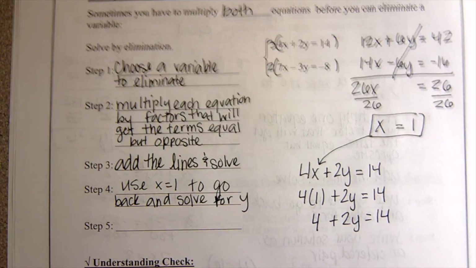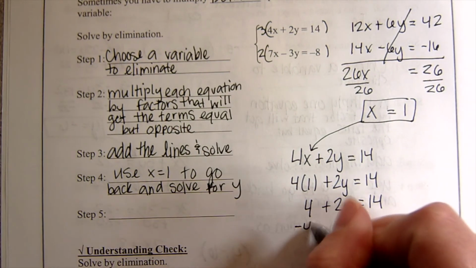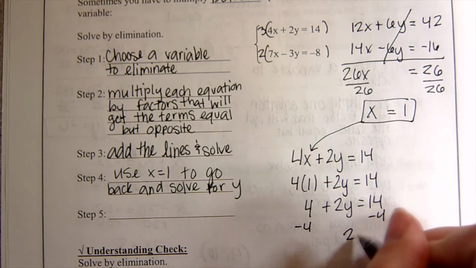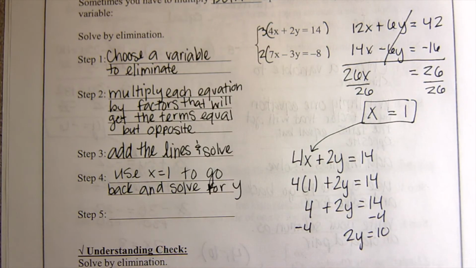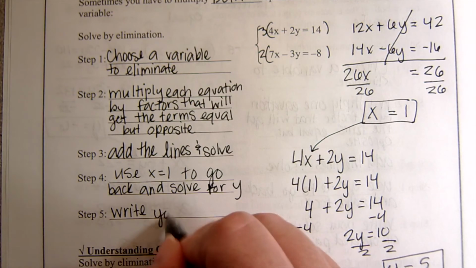What do I do next? Subtract 4. 2y equals 10, and then what? Divide by 2. Y equals 5. Step 5, write your solution as an ordered pair.